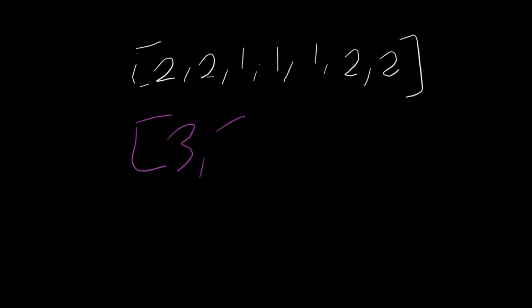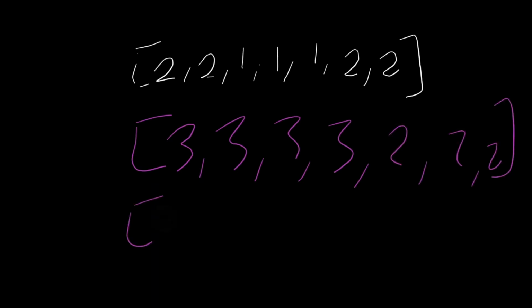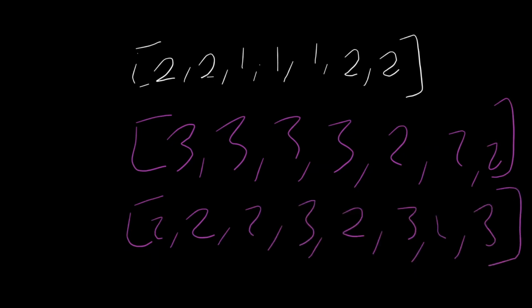If we have 3, 3, 3, 3, or 2, 2, 2, or 2, 2, 2, 3, 2, 3, 2, 3, no matter how scattered they are, because we have these numbers occurring more times than this one, this one will always survive last. It will always outlive the ones that exist less.